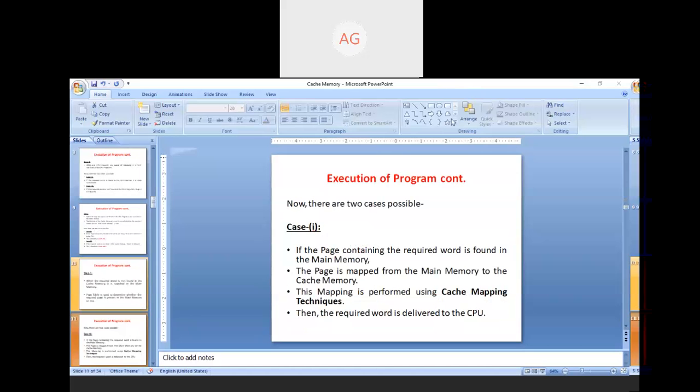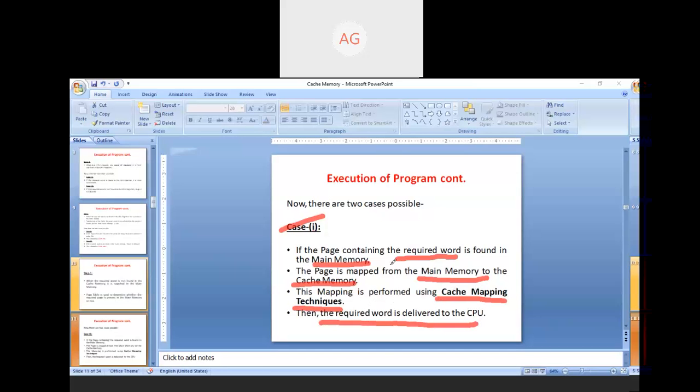Here also two cases exist. In case 1, if the page containing the required word is found in the main memory, the page is mapped from the main memory to the cache memory. This mapping is performed using cache mapping techniques, and these are very important mapping techniques, the most important topic of unit 4, and we will discuss it in detail in our next classes. Then the required word is delivered to the CPU.